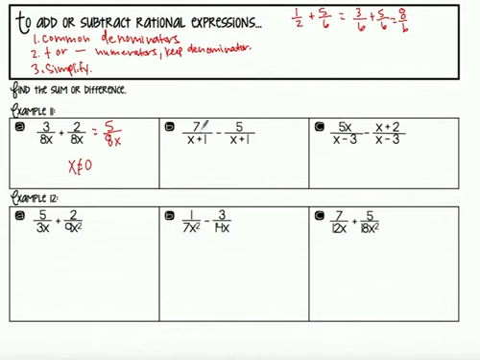On 11b, 7 over x plus 1 minus 5 over x plus 1. My denominators are the same, so they're going to stay x plus 1. And then I would just do 7 minus 5, which would give me 2. To get my excluded value, I take x plus 1 and set it not equal to 0. Subtract 1 from each side and get x cannot equal negative 1.